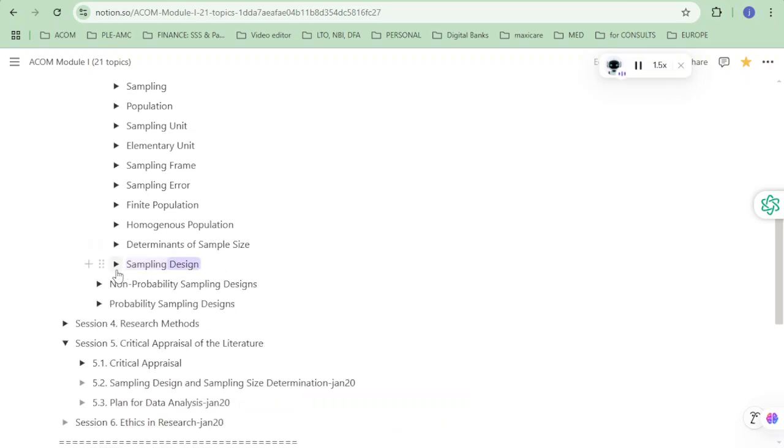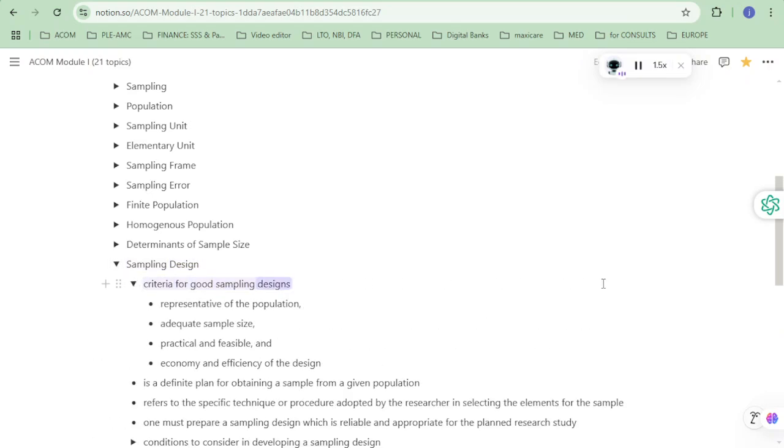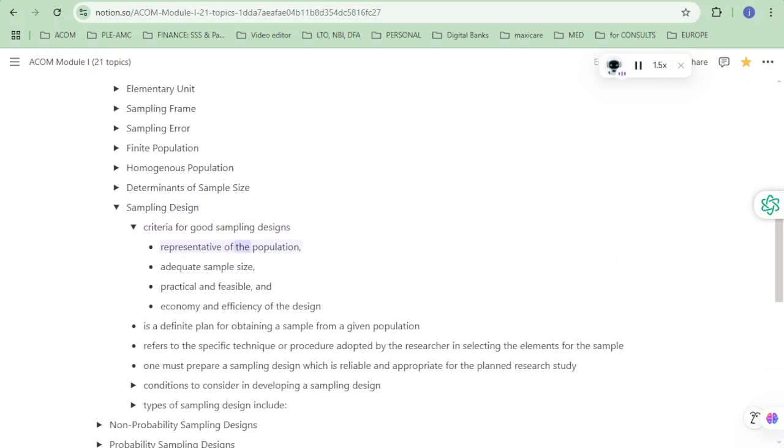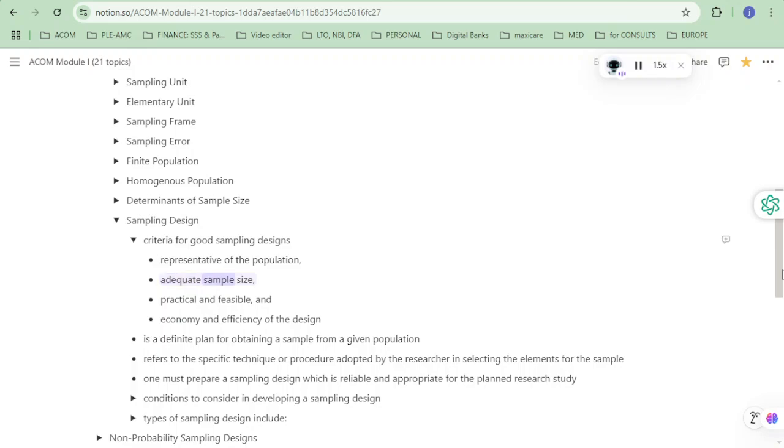Sampling design. Criteria for good sampling designs: representative of the population, adequate sample size, practical and feasible, and economy and efficiency of the design. A sampling design is a definite plan for obtaining a sample from a given population. It refers to the specific technique or procedure adopted by the researcher in selecting the elements for the sample. One must prepare a sampling design which is reliable and appropriate for the planned research study.